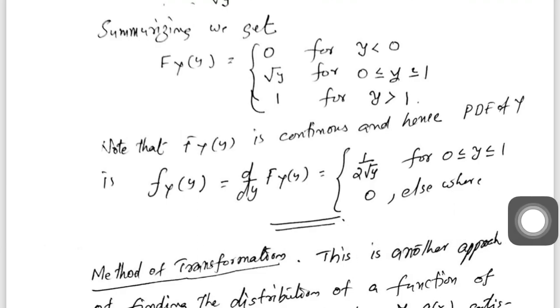Okay, this is the method we usually apply in many cases. In many simple cases, you can directly apply the method of finding the cumulative distribution function and then differentiating that CDF. But we will see that some general procedure is there for finding the distribution of a function of a random variable. That method is called the method of transformation. In the next video, we shall discuss the method of transformation for finding the distribution of a function of a random variable.